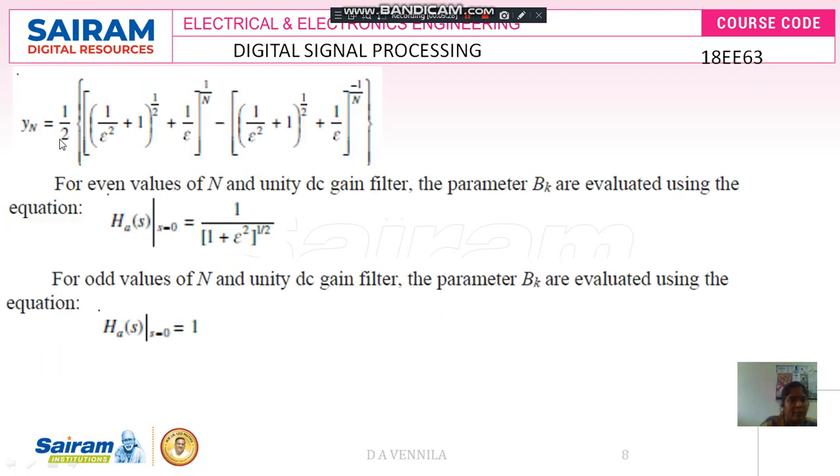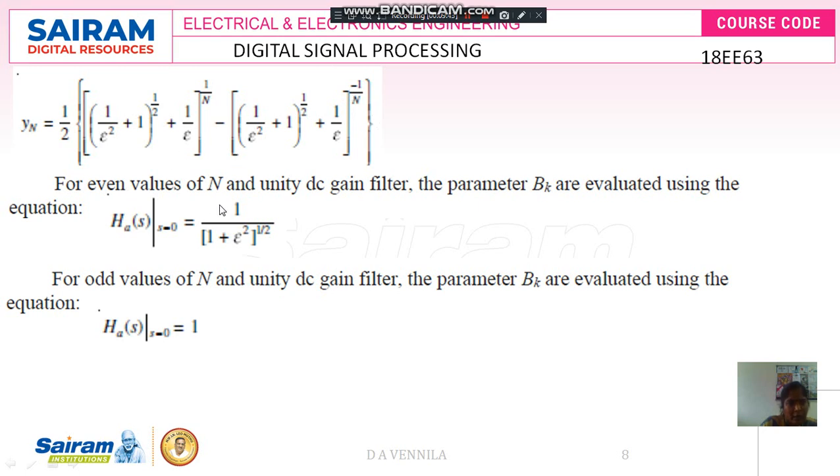Now this is the yn formula: 1 by 2, square root of 1 by epsilon square plus 1, plus 1 by epsilon, whole power 1 by n, minus square root of 1 by epsilon square plus 1, plus 1 by epsilon, whole power minus 1 by n.